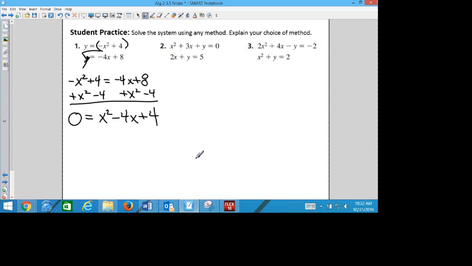That would be my first step. And then we're going to solve for x. I would do this one by factoring because it factors really easy, and get what x equals. But remember, that's not the answer. Once you get what x equals, you have to find y also.